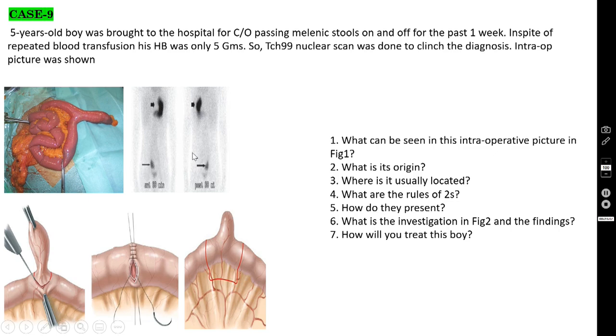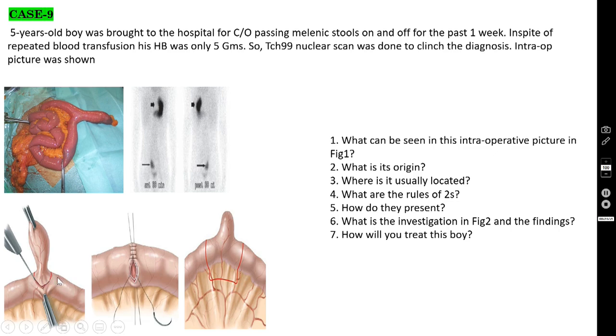This is the anterior view, this is the posterior view. If you are seeing the isotope technetium 99 in the right iliac fossa, that means probably it is a Meckel's diverticulum. So how do they present, what investigation, and how will you treat this boy?